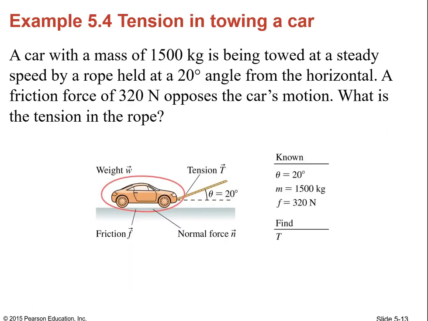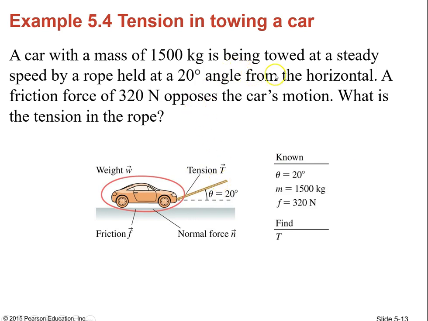All right, so another one here. So a car with a mass of 1,500 kilograms is being towed at a steady speed by a rope that's held at a 20-degree angle. The friction force of 320 newtons opposes the motion. We need to find the tension of the rope. So we know that the rope is being lifted at an angle of 20 degrees. We know the mass of the car, 1,500 kilograms. And we know the friction force of 320 newtons. So ultimately, we're going to use that to figure out the tension of the rope.